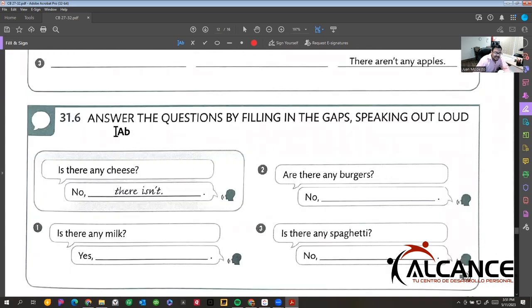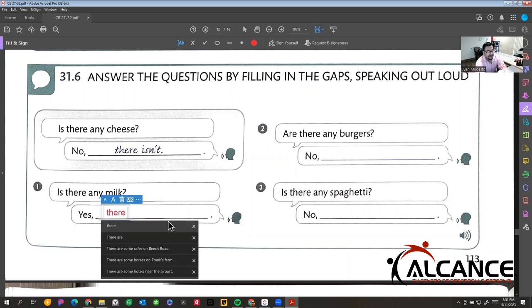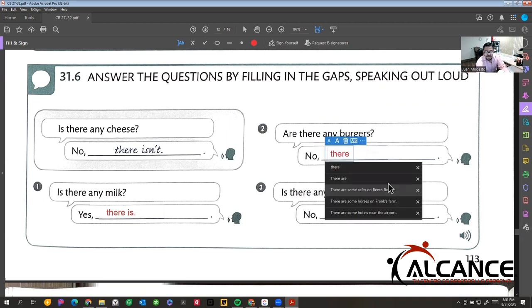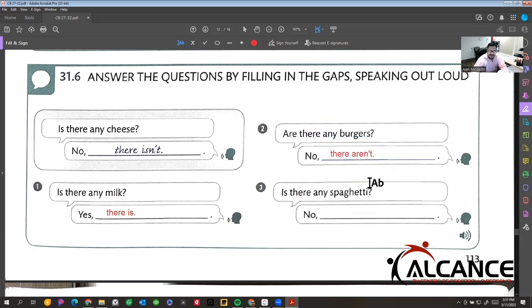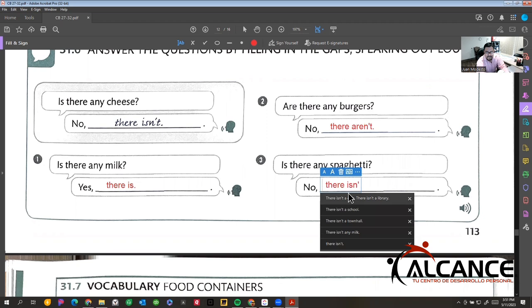For this one is just an answer. Answer the questions by filling the gaps, speaking out loud. Is there any cheese? No, there isn't. Is there any milk? Yes, there is. Si ven, I'm just repeating this one. There is, there isn't. Como dice no, we just put not, right? Are there any burgers? No, there aren't. Porque ya es plural, right? There aren't. Is there any spaghetti? No, there isn't, right?